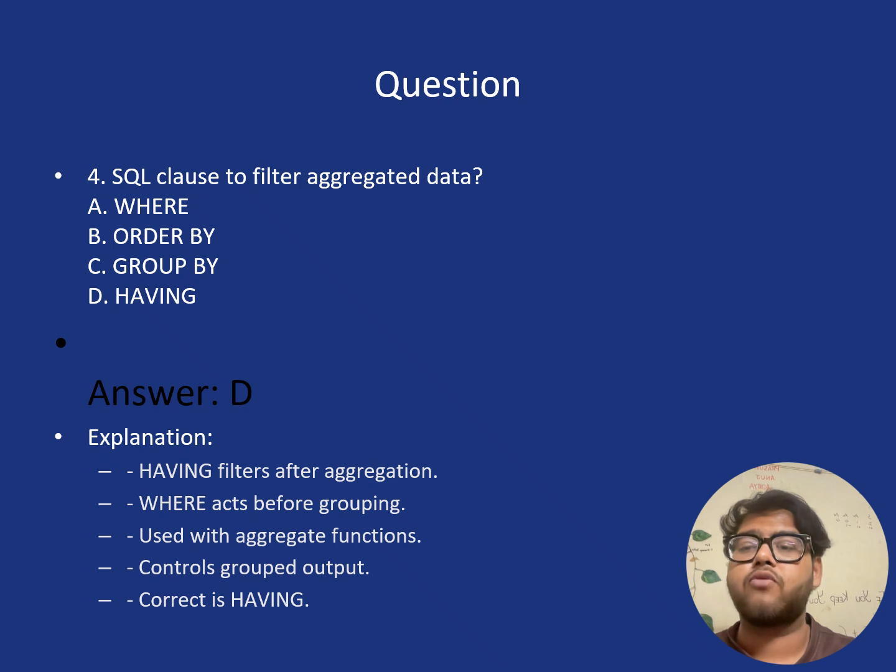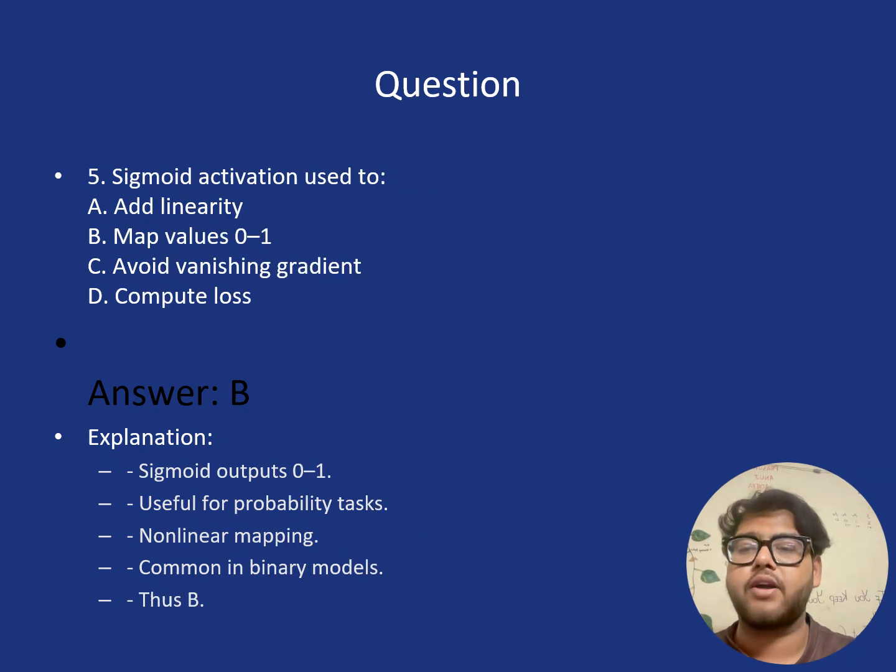SQL clause to filter aggregated data: where, order by, group by, having. So the answer is having. Having filters after aggregation, where acts before grouping, used with aggregate functions, controls grouped output. Correct is having. Sigmoid activation used to add linearity, map values 0 to 1, avoid vanishing gradient, compute loss.